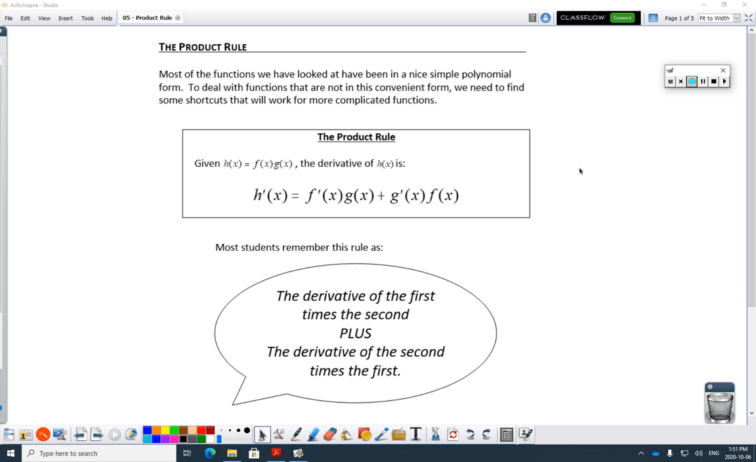This is the product rule. Given h at x equals f at x times g at x, the derivative of h at x. So you've got two things multiplied together. To find this derivative, you go f prime g plus g prime f.